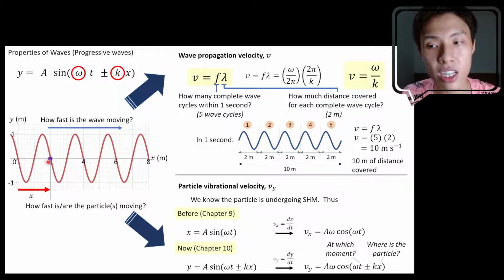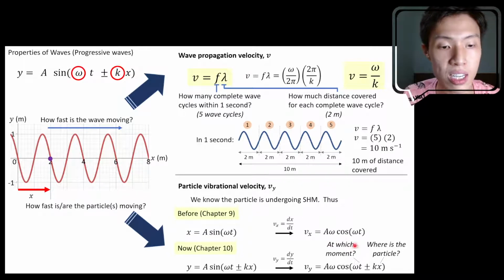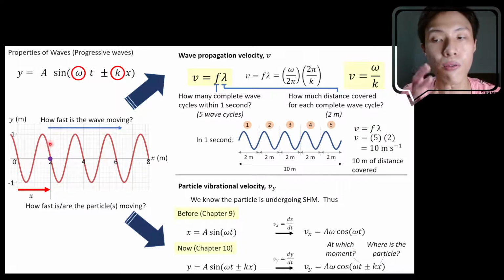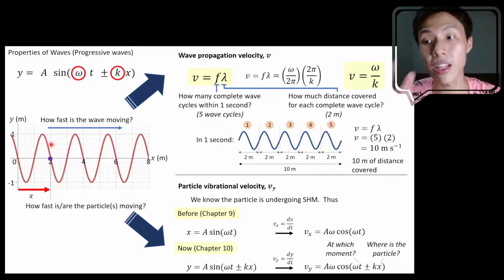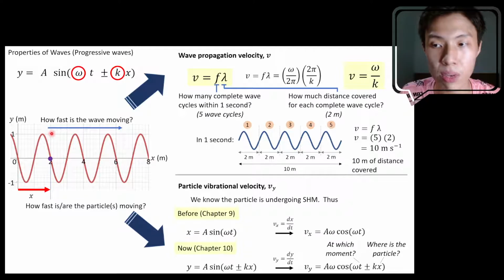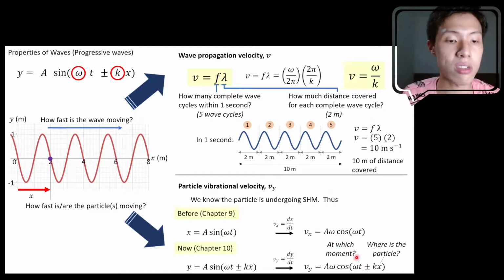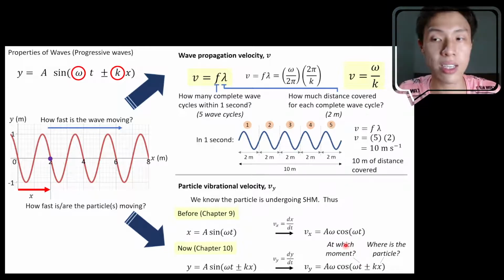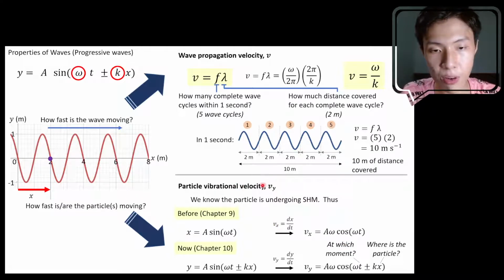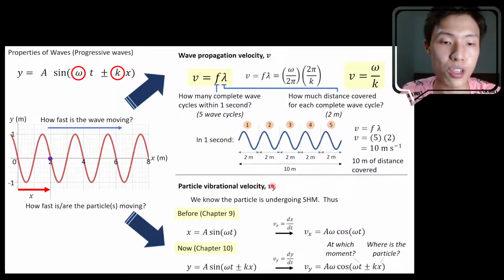So you know that this is an SHM motion. The velocity will change as the particle moves up and down. So if we specify a single moment, then we are allowed to find the velocity at that particular moment. At that particular moment, the particle can be anywhere. It can be at the equilibrium, or it can be somewhere in between equilibrium and amplitude, or it can be at the amplitude. Depends. Okay, that's why you substitute in the t to know at which moment exactly you want to find the velocity of the particle vibrating. Okay, so this is the first type of equation that you can use for particle vibrational velocity.